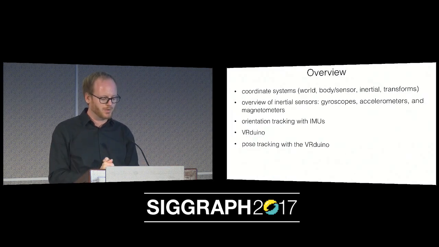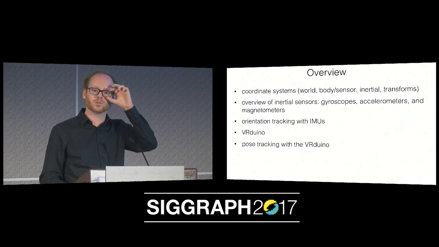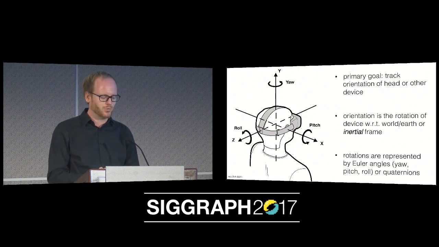So what we'll be talking about in the next little while is the coordinate systems that are important for orientation tracking, positional tracking. We're going to give you an overview of inertial measurement units like gyroscopes, accelerometers, and magnetometers. We'll talk about how we do the orientation tracking on IMUs. This is largely based on Steve LaValle's work that he did originally at Oculus in the DK1. It's published in a paper from 2014. There's also a textbook by him. We'll talk about the vrduino and how we implemented it with our open source hardware. And then I'll talk about pose tracking also, so positional tracking. But first, let's do orientation tracking.